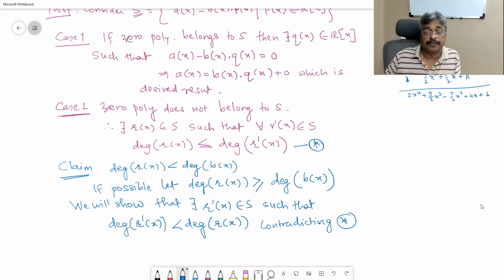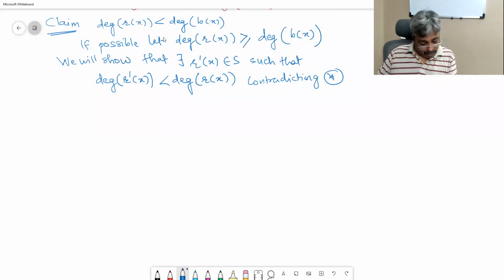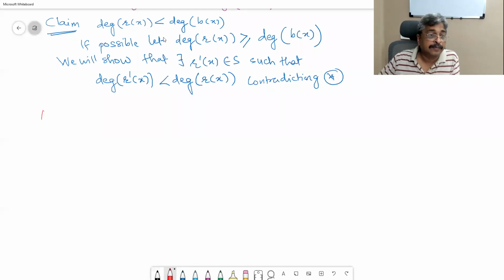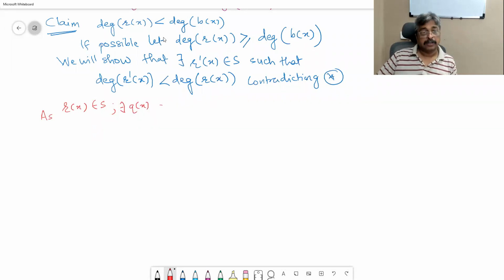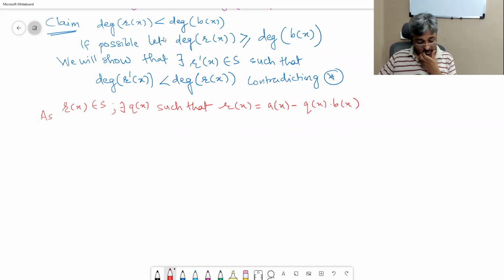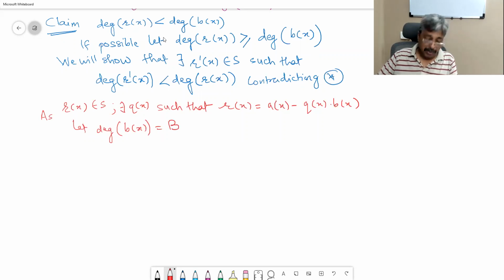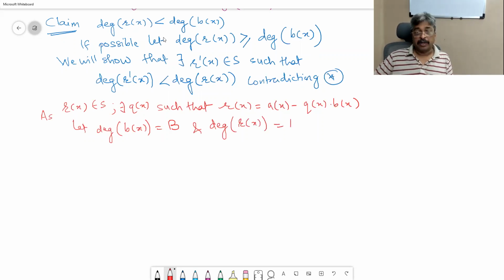So as r of x belongs to S, there exists Q of X such that R of X is equal to A of X minus Q of X into B of X. Let degree of B of X be equal to capital B and degree of R of X be equal to capital R.